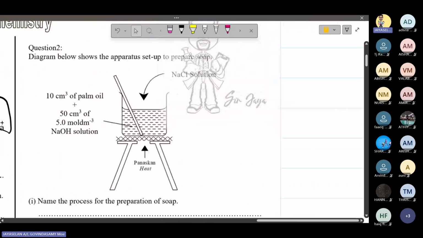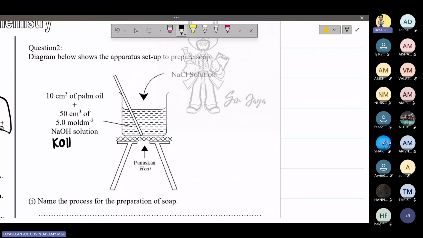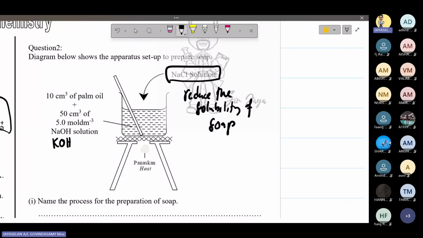Just now we already learned this. Palm oil is mixed with 50 cm3 of sodium hydroxide, or it can be replaced with potassium hydroxide. There will be two layers. After the two layers disappear, you remember the reaction is completed. Turn off the Bunsen burner, then you add what solution? Sodium chloride. What is the function of sodium chloride? To reduce the solubility of soap. You just write this and you get the mark.